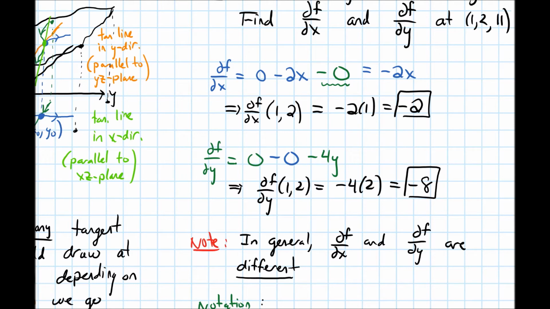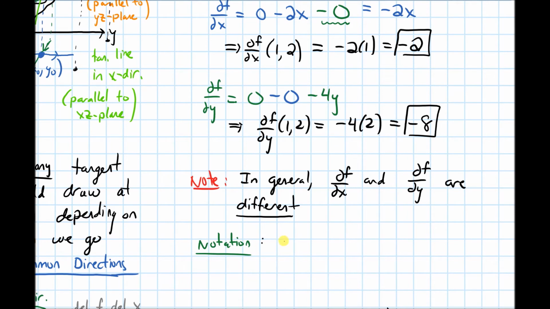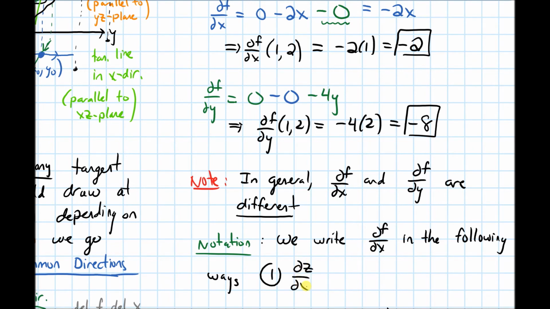All right, so next I want to just talk about some notation for partial derivatives. So we can write the partial of f with respect to x in the following ways. There are maybe 3 other common notations that we'll see for this. Sometimes when I have a function of 2 variables, we call it z. And if we call it z, we could write it as dz dx. So that's specifically for a function of 2 variables.